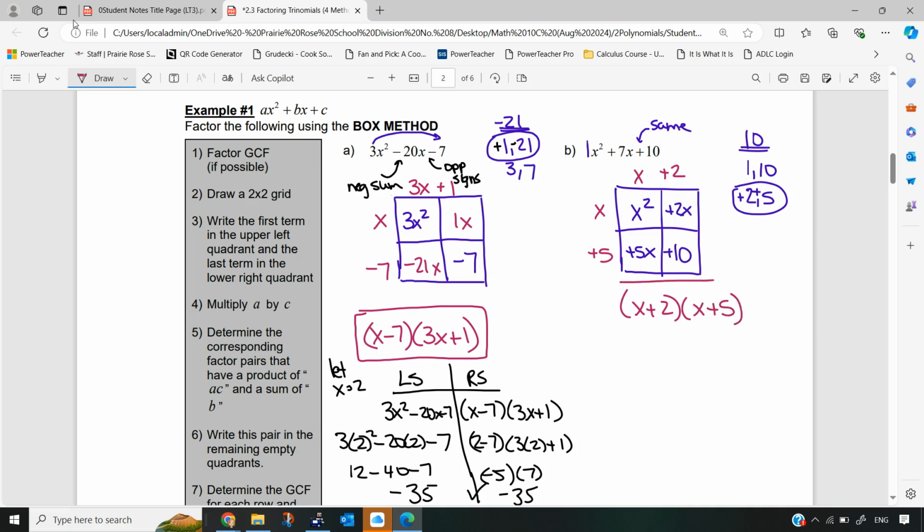Now this is one of those special case trinomials I was referring to where our a value is 1. And if you notice, our factors of x plus 2 and x plus 5, the 2 and the 5 give me a product of 10, and the 2 and the 5 give me a sum of 7. So if my leading coefficient is 1, I can just go straight to product sum.